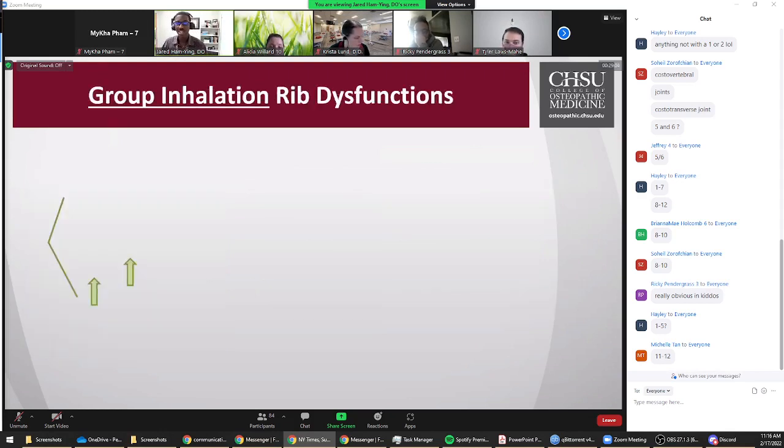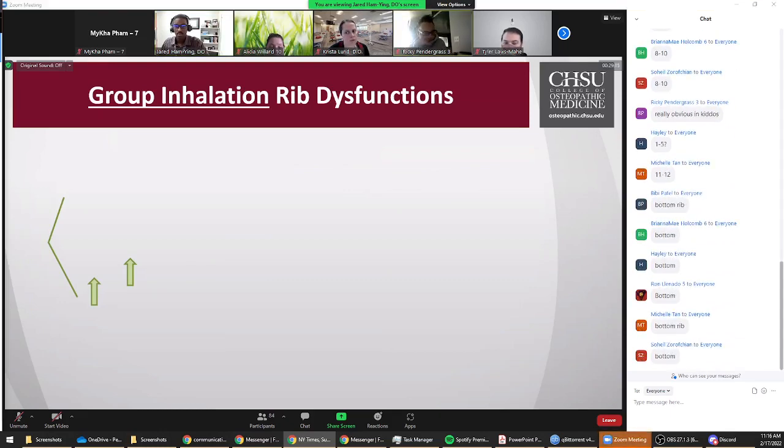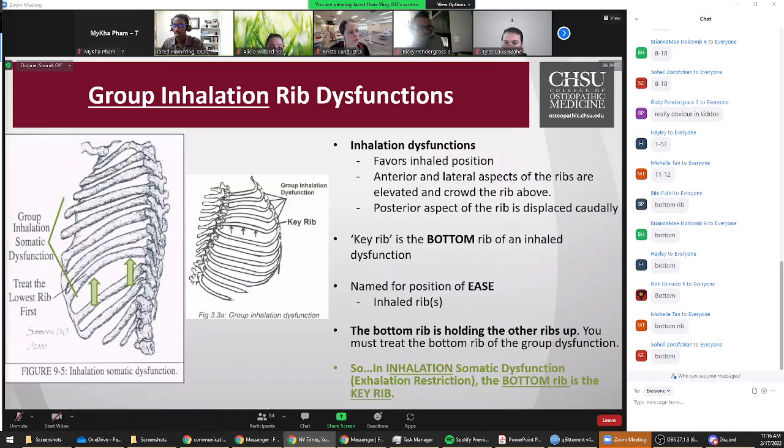So we have our group inhalation. What would the key rib be for an inhalation somatic dysfunction? Bottom. The bottom. All right.